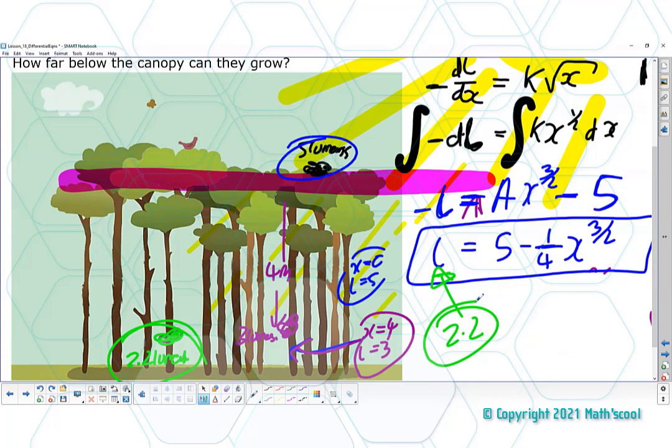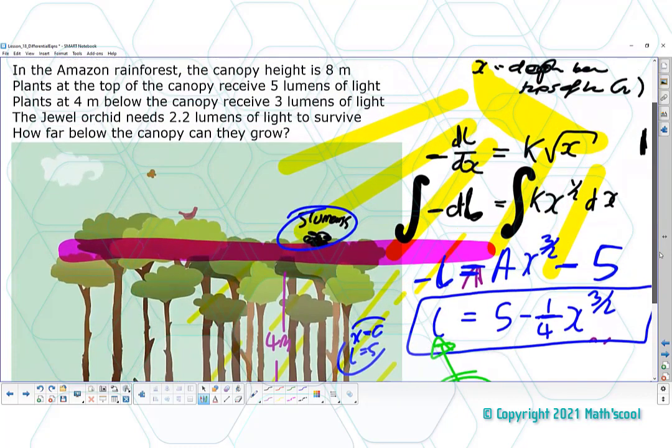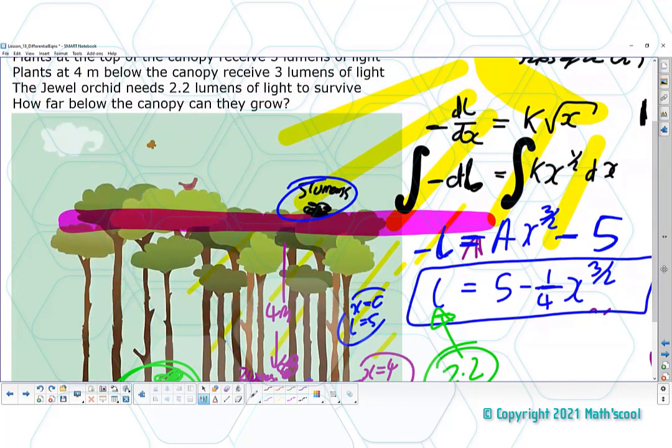Tell me what height the jewel orchid needs to grow at in order to get the right level of light. They're adapted for their individual light levels and their requirements. So if you put the jewel orchid at the top, it would be too bright for it. It wouldn't survive if it got too much light. The ones at the top are adapted to being at the top and can cope with that level of light. Because being at the top has its own problems.